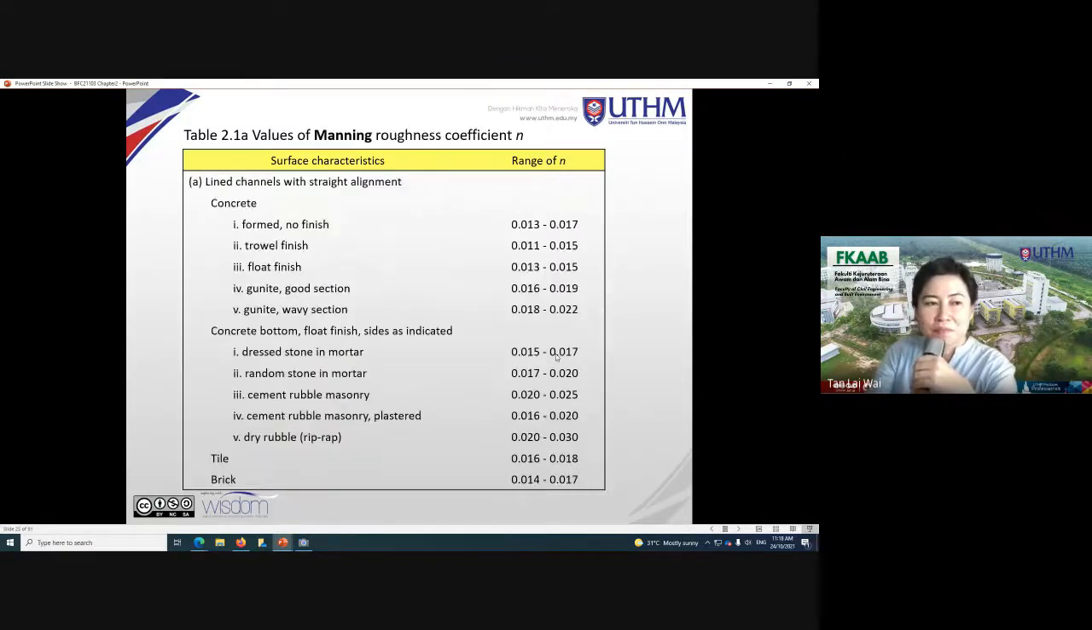Now let's look at this Manning roughness table. Now look at this concrete. Concrete channel, concrete bottom. It has Manning roughness range in terms of 0.015, 0.02.